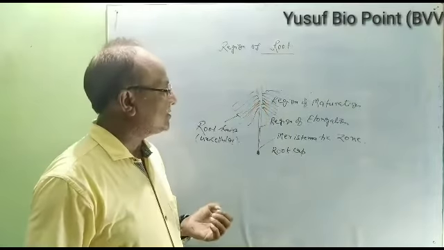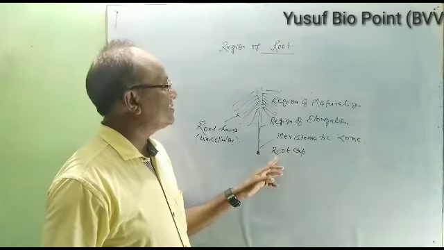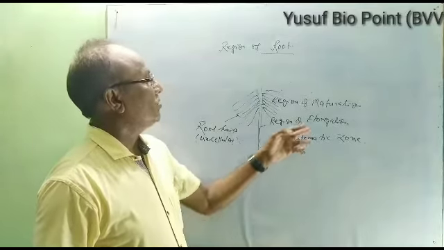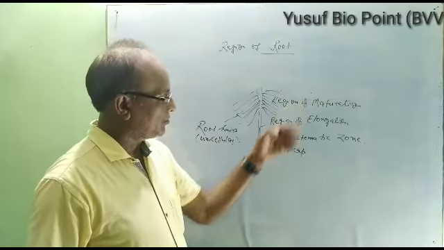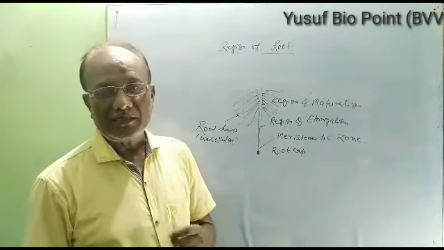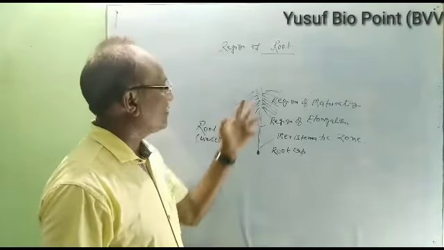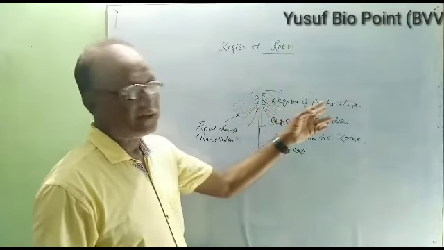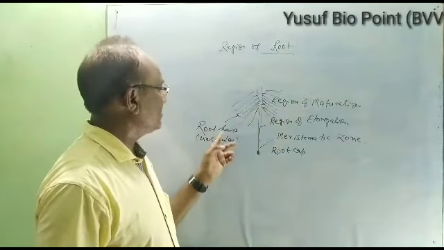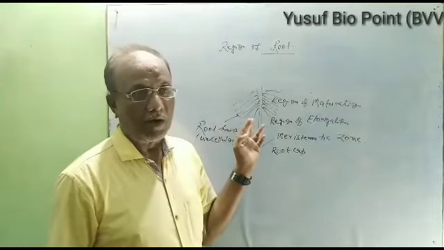So in this way the root is divided into root cap, meristematic zone, elongation zone, and finally the maturation zone. So these are the different zones of the different parts of a root, and from the maturation zone the unicellular root hairs come out.